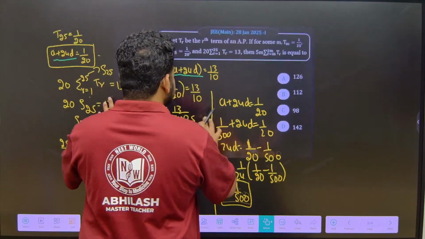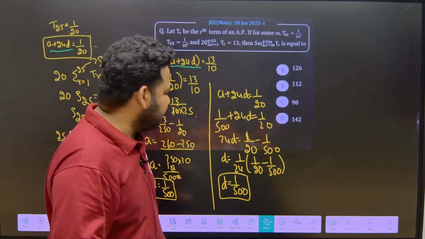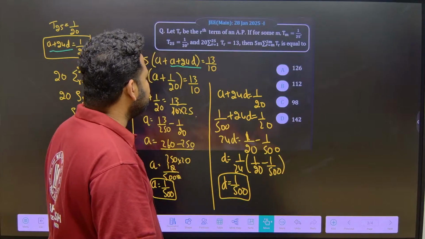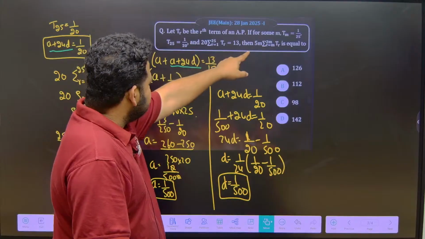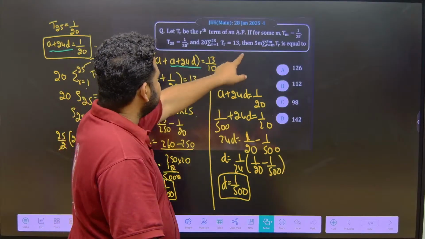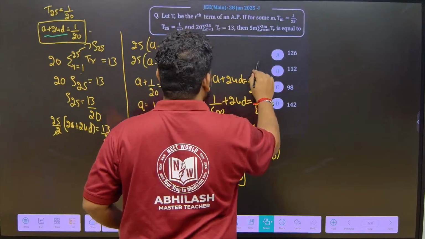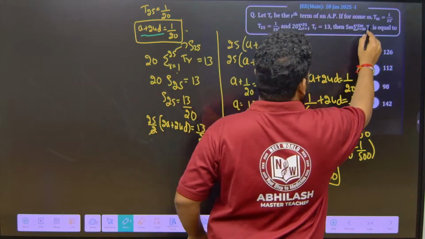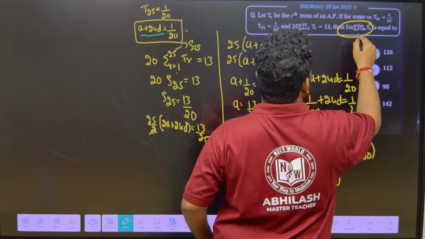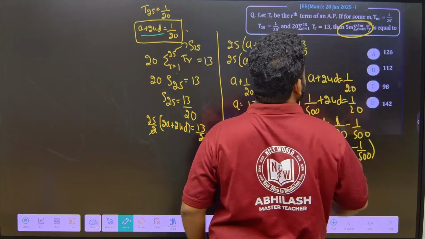First thing, we followed this procedure so that we get A and D. Definitely we got A and D. Now what we have to do? They are asking us to find this one. To find this, we first have to find TM, because it is in terms of M. So TM we have to find out.